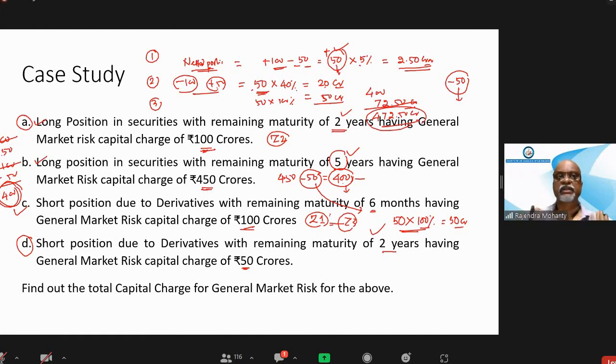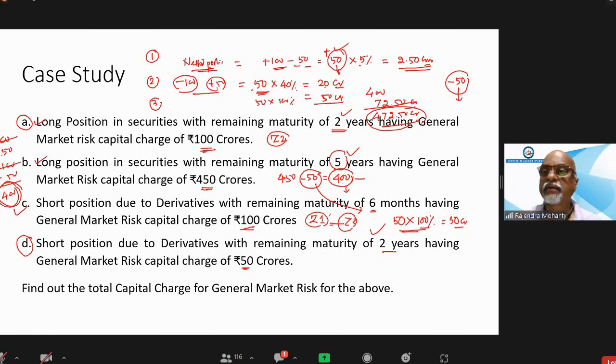capital required for this. So the capital charge for general market risk equals the algebraic sum of the general market risk we have taken here, because 100, 450, 150, algebraic sum becomes 400, plus vertical disallowance we have arrived at 2.50, plus horizontal disallowance we have arrived at 70. So total becomes 470.50. This is total capital under general market risk with vertical and horizontal adjustment.